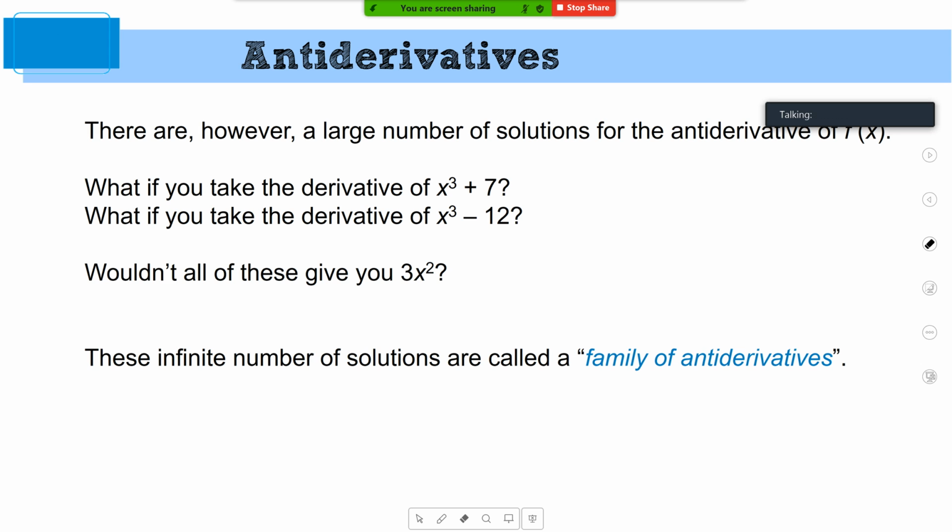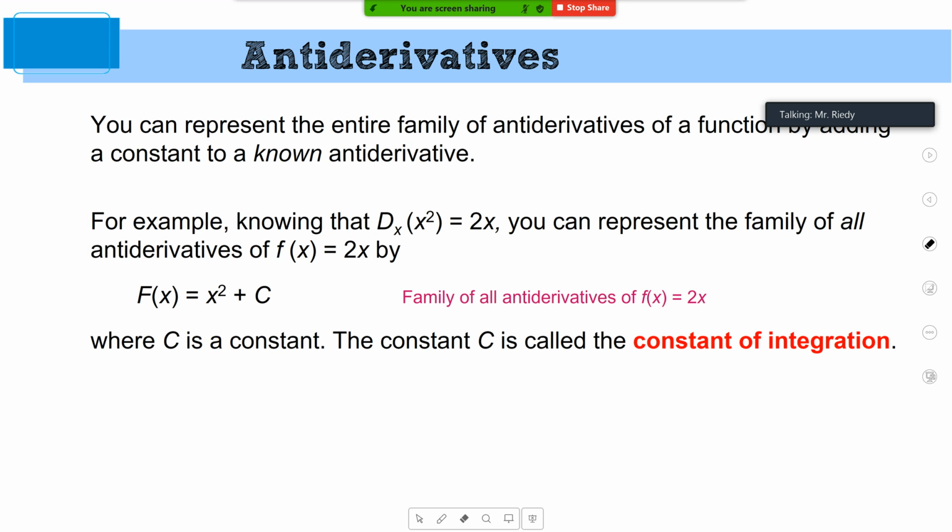Now, does that make sense? Well, how do we know what that number is? How do you know that I wanted x cubed and not x cubed plus 7 or x cubed minus 12? We need a way to express that in general terms, meaning I can do that antiderivative. I know that there's some number after that, I just don't necessarily know what that number is. We're going to use capital C to represent that constant. That constant is called the constant of integration. It's really important. Okay?